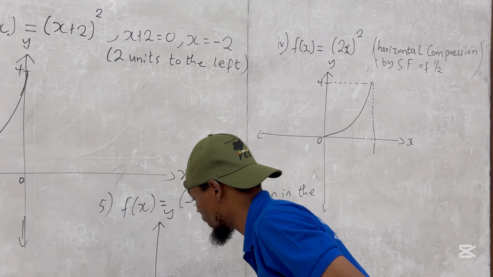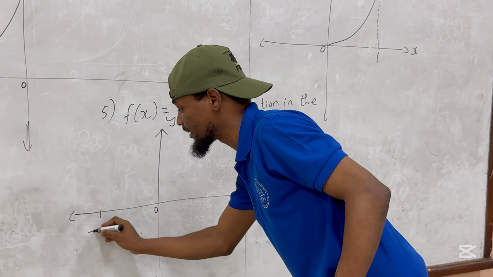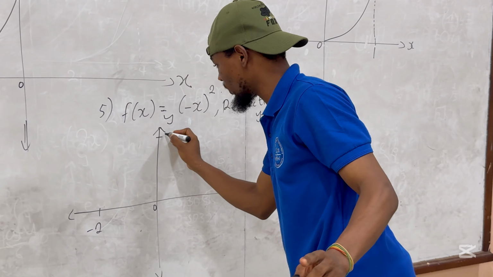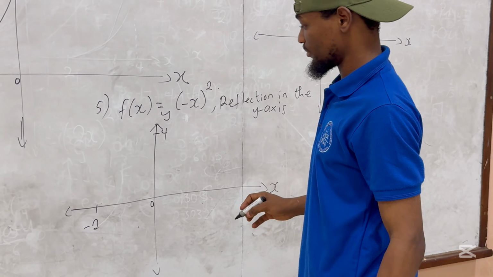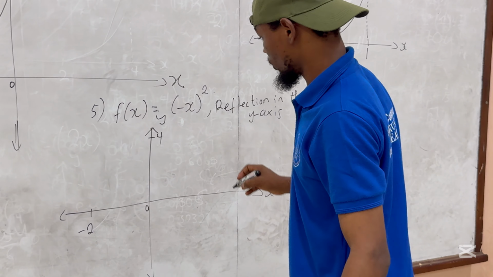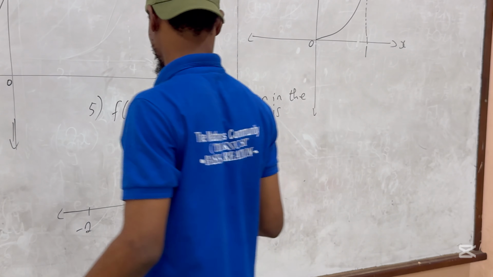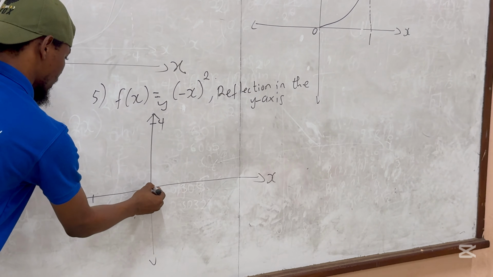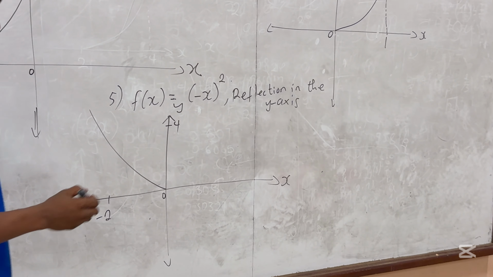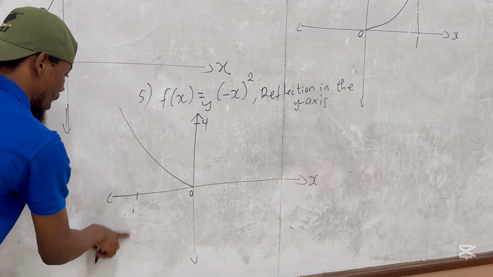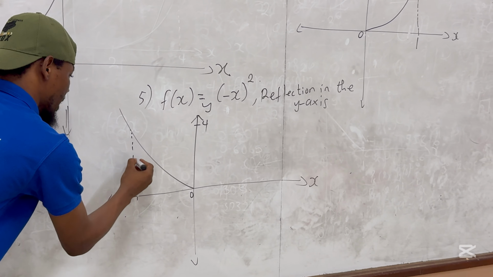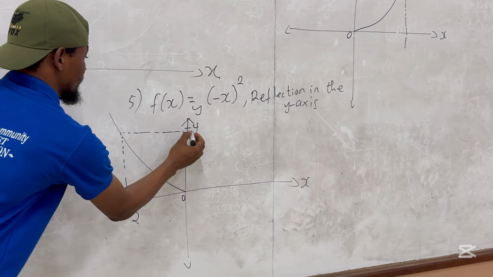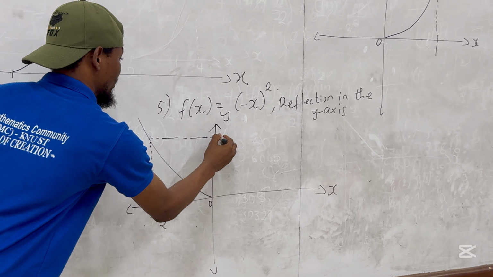So I have my 0 here, then I have what? My negative 2. My 4 still remains what? Untouched, constant over here. So we are going to do this. Something like this. Okay, so let's say here it will be my negative 2, and this is my 4.